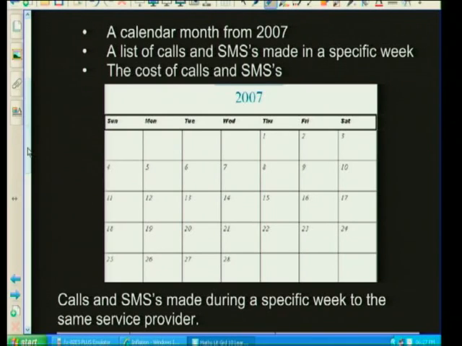First of all, here is a calendar month from the year 2007. Let's just have a look at this. How many days are shown on this calendar month? There are 28.